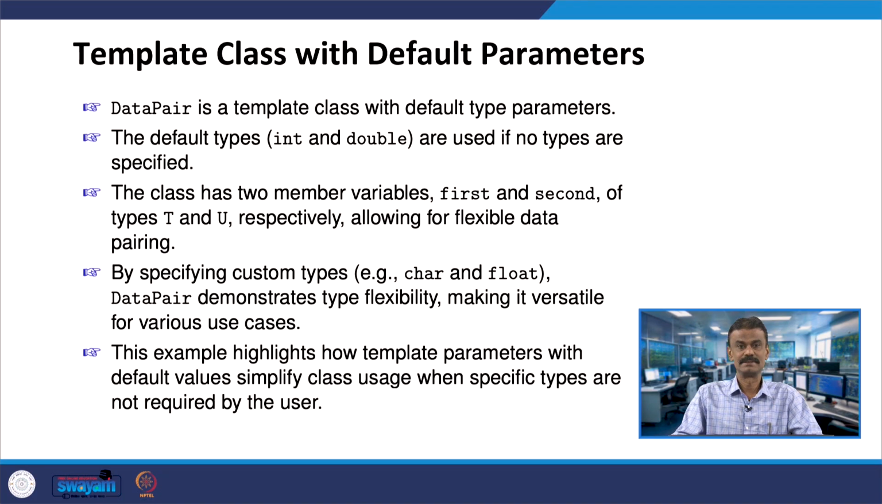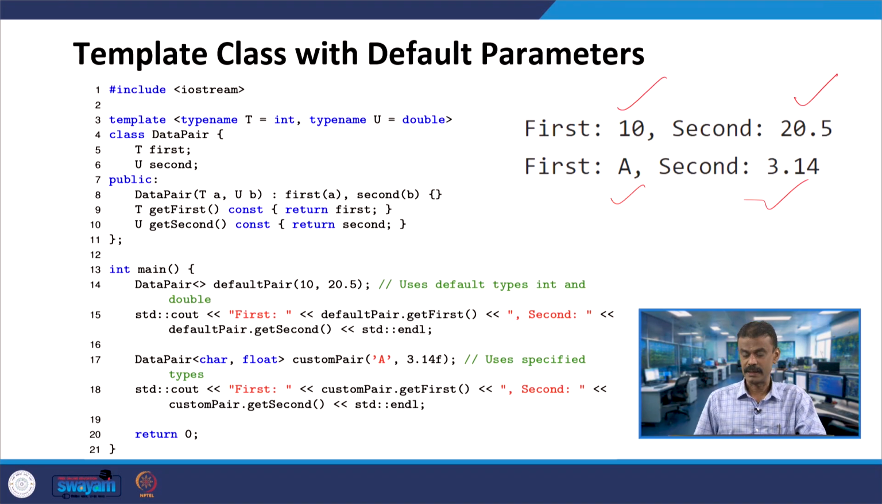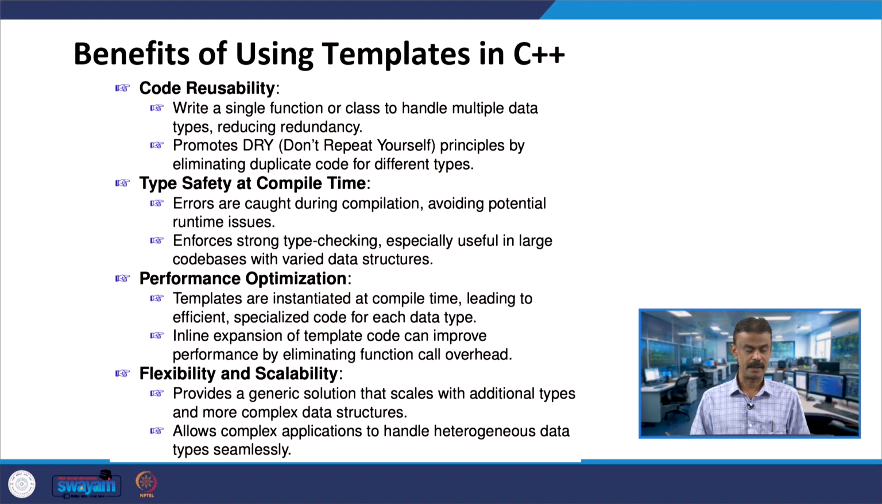The answer is yes, and we have seen it changing to character and float. Accordingly, your first and second are changing, and then we are able to get the output like this. This is called the template class with default parameters. So many advantages we have, so many benefits we have, code reusability.